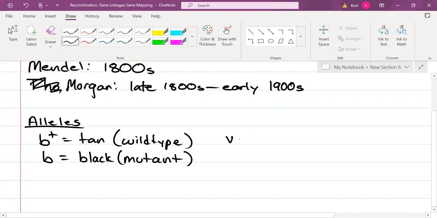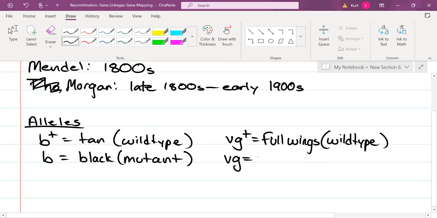For wings, this will be the allele for full wings. Wings that you can use to fly. This is wild type. And VG, without the plus symbol, is going to be vestigial wings. Hartley, do you recall what it means to have a vestigial structure? What makes a structure vestigial?